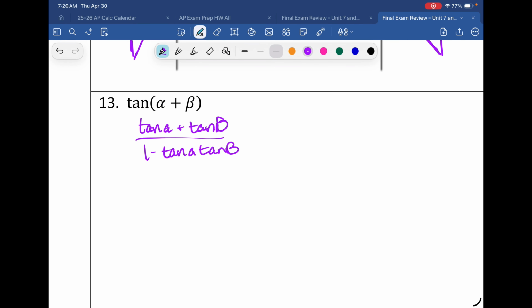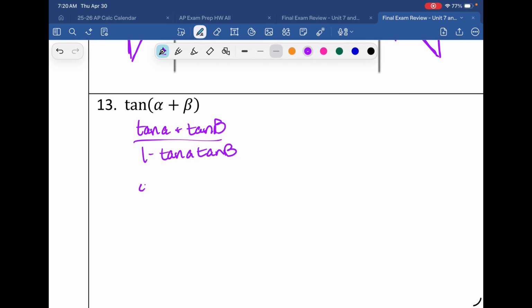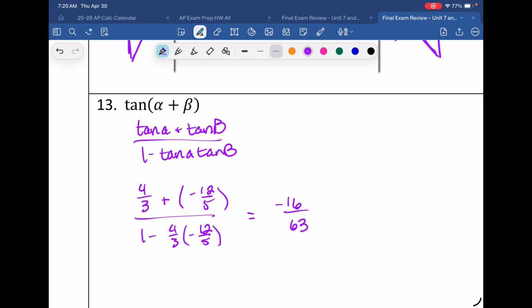All right, again, tangent of alpha plus beta, there's a formula for it. You just have to know which tangent ratios to use. So this is the sum formula. We've got tangent alpha, which is 4/3. Tangent beta, which is negative 12/5. Minus tangent alpha, tangent beta. 100% a calculator right here. You're going to put this in. You're going to get negative 16 over 63.